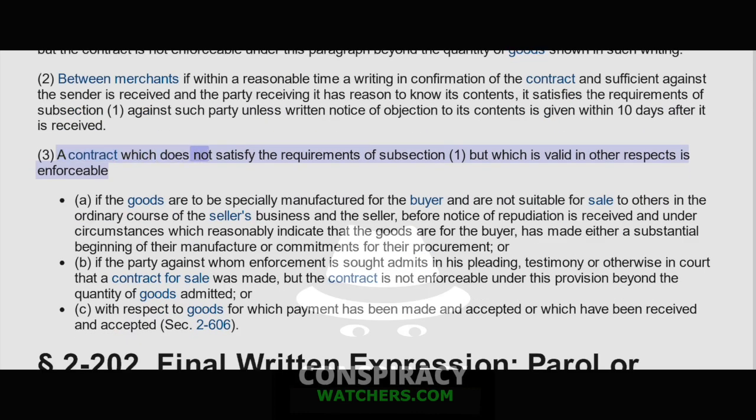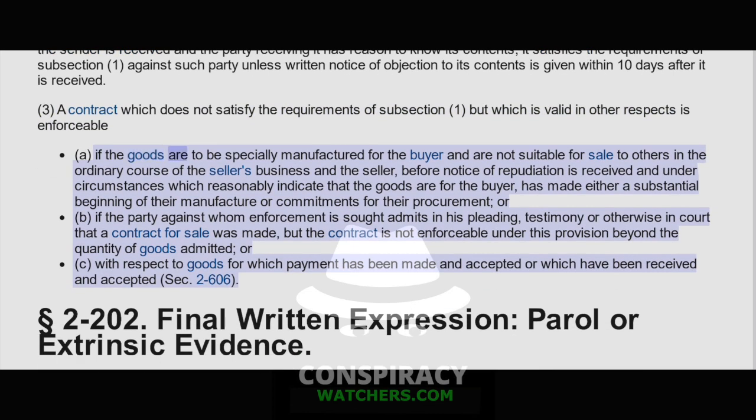A contract which does not satisfy the requirements of the subsection but which is valid in other respects is enforceable if the goods are to be specially manufactured for the buyer and are not suitable for sale to others in the ordinary course of the seller's business, and the seller, before notice of repudiation is received and under circumstances which reasonably indicate that the goods are for the buyer, has made either a substantial beginning of their manufacture or commitments for their procurement, or if the party against whom enforcement is sought admits in his pleading, testimony or otherwise in court that a contract for sale was made, but the contract is not enforceable under this provision beyond the quantity of goods admitted, or with respect to goods for which payment has been made and accepted or which have been received and accepted.